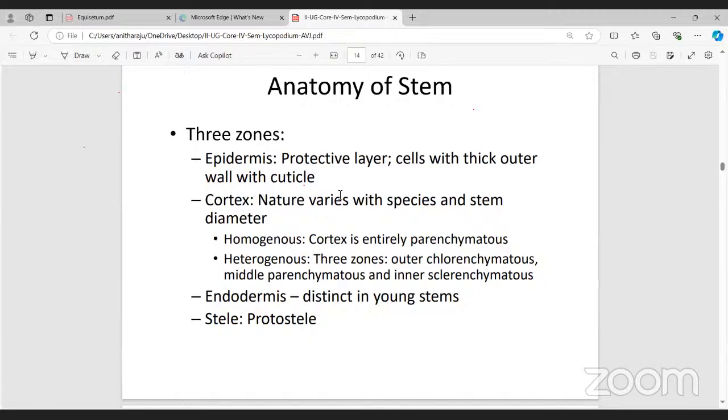Cortex. Nature varies with species and stem diameter. Homogeneous and heterogeneous. Simple. Homogeneous means entirely parenchymatous. If you take a Lycopodium section, in some species the cortex is entirely made up of parenchyma, or clearly three zones are present: outer chlorenchymatous, middle parenchymatous, and inner sclerenchymatous. If it is made up of different composition of tissue, that is called heterogeneous. Same means either parenchymatous or chlorenchymatous or sclerenchymatous. Any similar group of cells is called homogeneous.